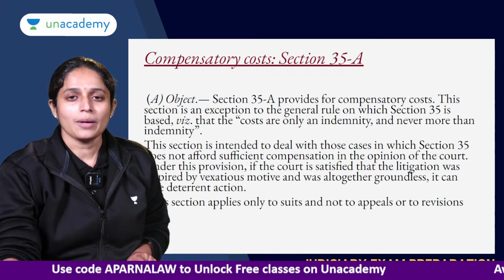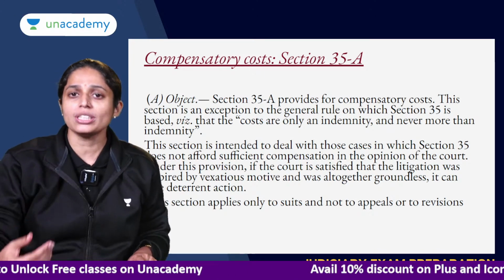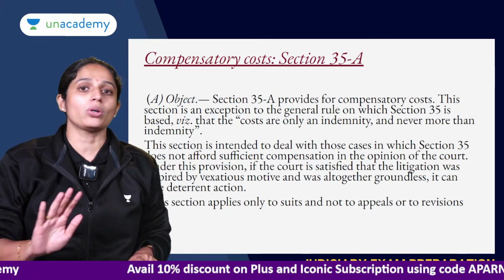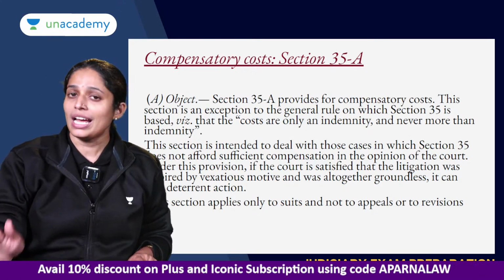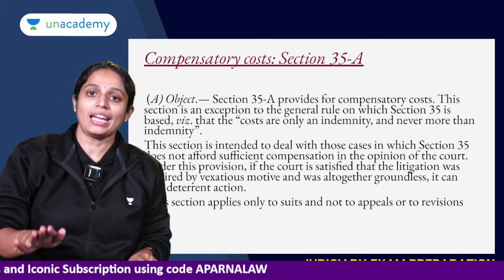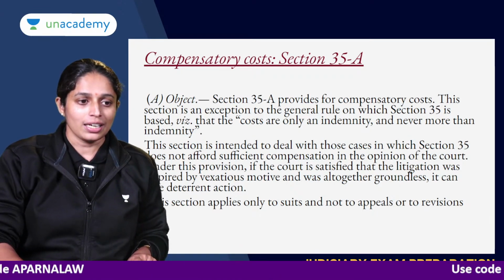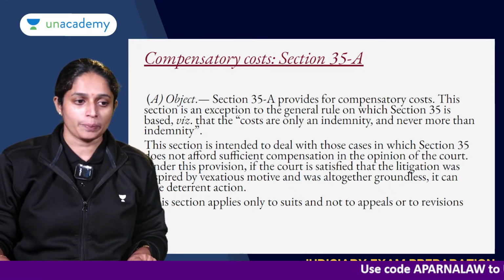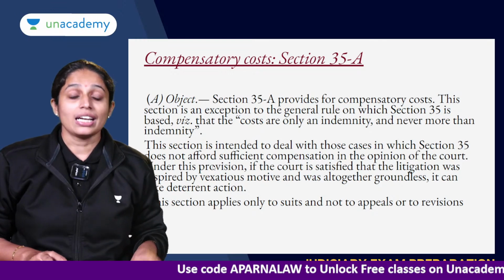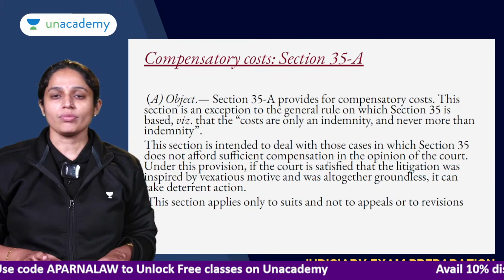General rule says that costs are only for doing indemnity, for making good the loss, only for the purpose of indemnity, and nothing more than that, nothing for profit, nothing for punishing. This is the general rule. But 35A is an exception to the general rule. It says that it is for compensation only. So, this section is intended to deal with those cases in which section 35 does not afford sufficient compensation in the opinion of the court.